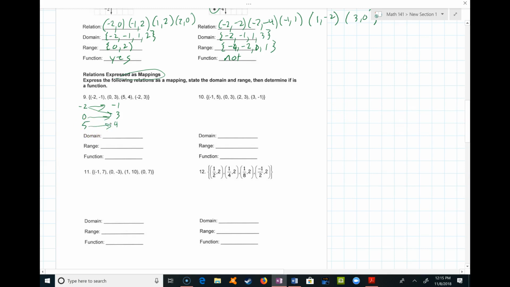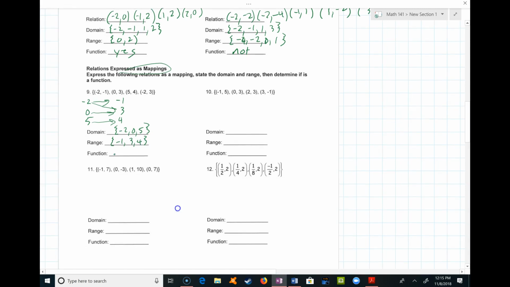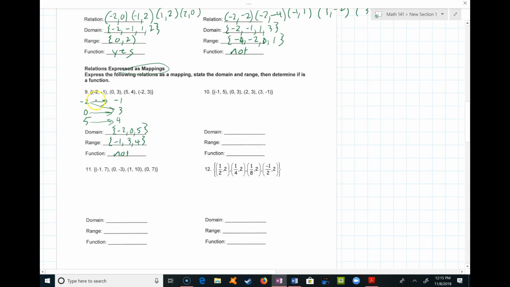And so the domain is negative 2, 0, and 5. And the range is negative 1, 3, and 4. And it is not a function because negative 2 is connected to two different outputs.